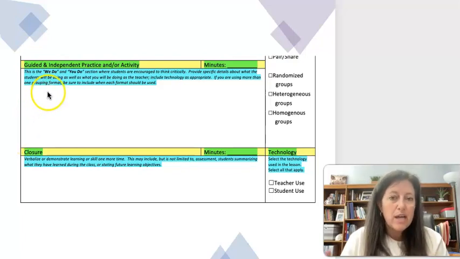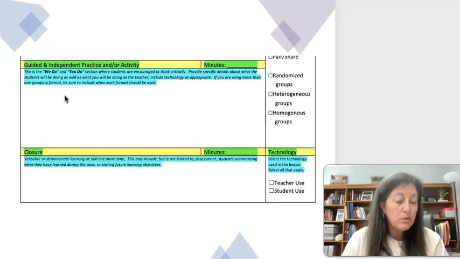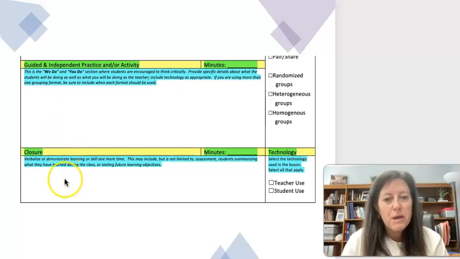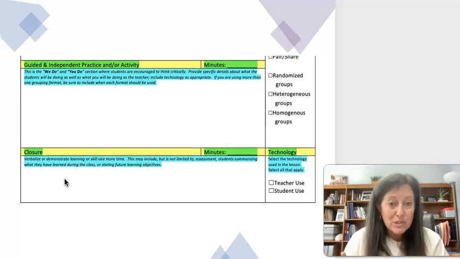So first off, for that guided independent practice, this is where you're encouraging your students to think critically. Provide specific details about what the students will be doing, as well as what you will be doing as the teacher. Include technology when appropriate. If you're using more than one grouping format, again, be sure to include each format you're going to use. And remember, we marked off grouping last week, but it's also going to be included in this portion too. And then in our closure, we want to verbalize or demonstrate the learning or skill one more time. Have the students do that.